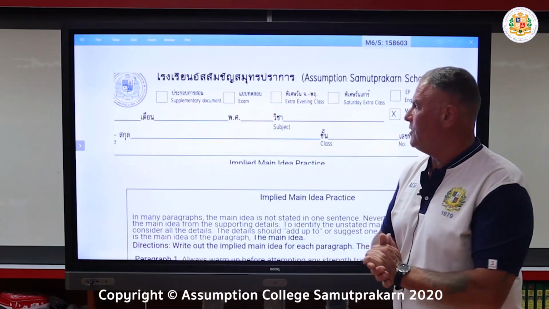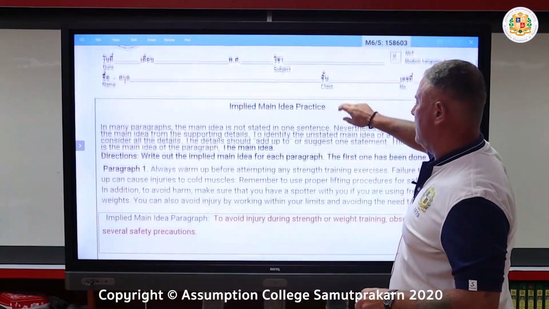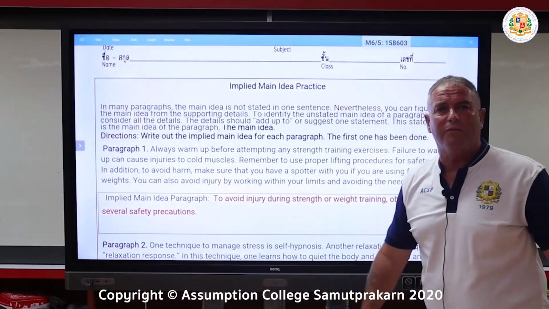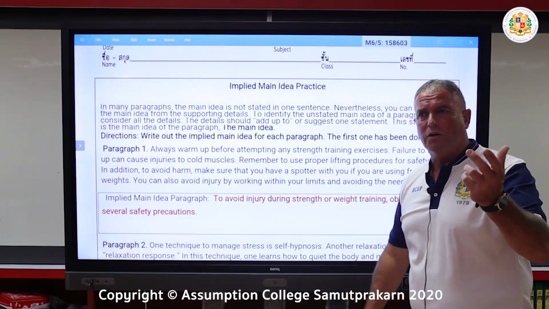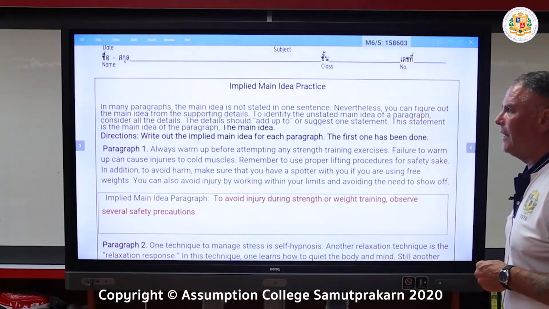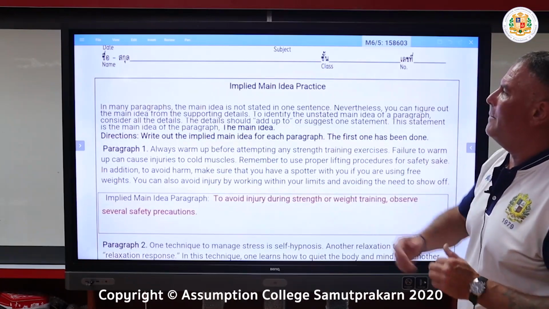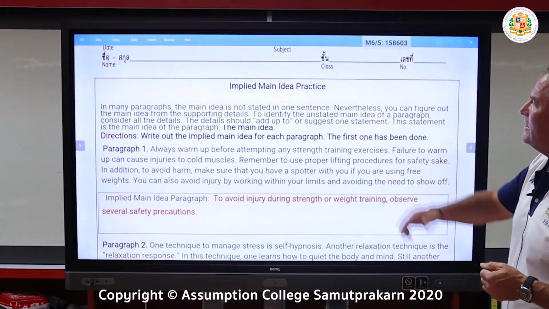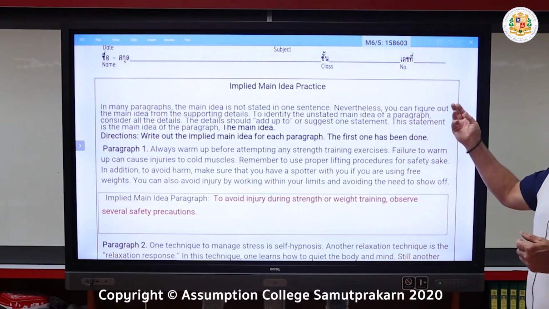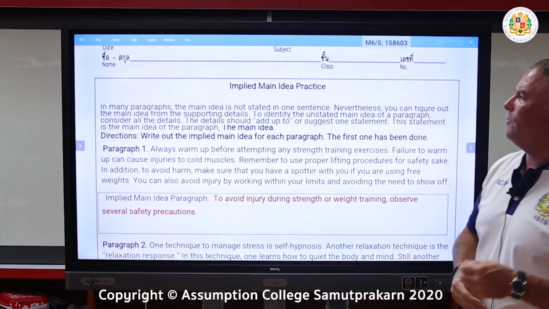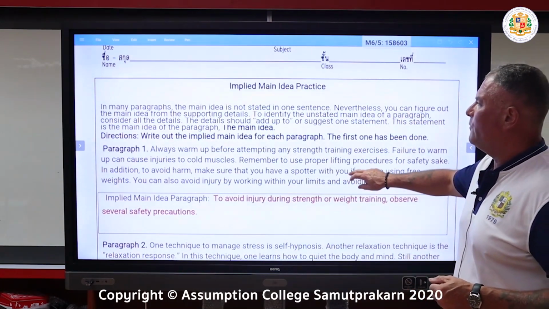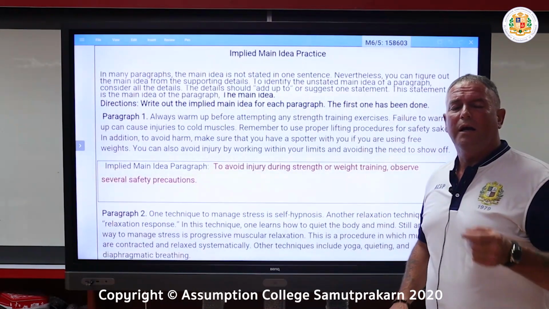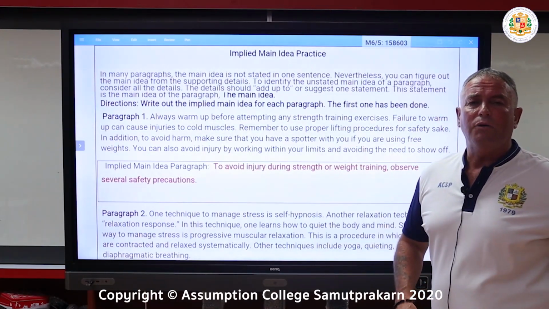As you will see here, you will have a few worksheets and then you'll have again a vocabulary sheet. I've done the first one for you. Write your name, your class and your ID number. So quickly, in many paragraphs the main idea is not stated in one sentence. Nevertheless, you can figure out the main idea from the supporting details. So we just quickly do the first one and then that will give you an idea how you complete the task.